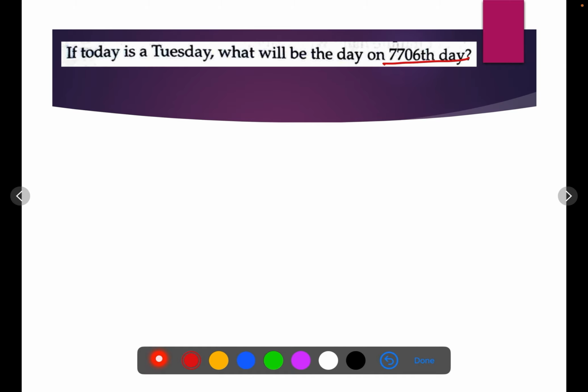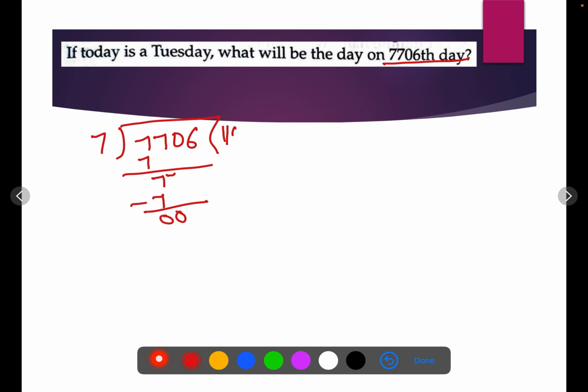So here number of days are given. Whenever number of days are given, what I'll find out? The odd number of days. How to find out number of days? By dividing by 7. So let's start dividing by 7. What do I get? Again 7, 0, 0, 0, 6, one more 0, and this is my remainder.